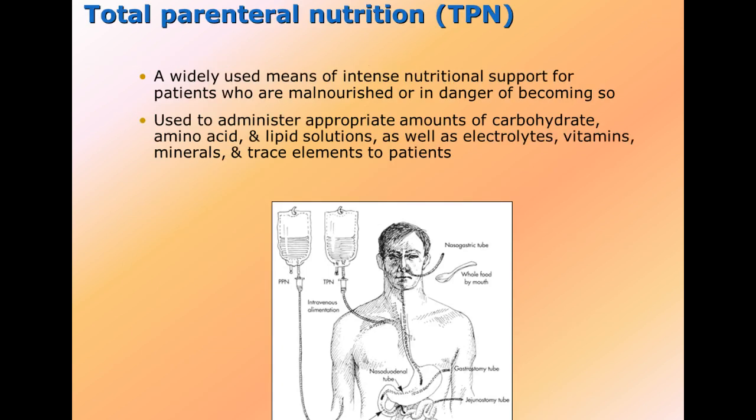Okay, you've heard me talk in the last few slides about tube feeding, either IV tube feeding or tube feeding directly into the stomach. I have a nice picture here that kind of gives you an idea of how this works. So it's called total parenteral nutrition, or TPN. This is a widely used means of intense nutritional support for patients who are malnourished or in danger of becoming malnourished. It's used to administer appropriate amounts of carbohydrate, amino acids, lipid solutions, as well as electrolytes, vitamins, minerals, and trace elements. On this picture, we've got parenteral nutrition and total parenteral nutrition. We can have it go directly into the stomach, and sometimes it goes right into the actual vein.